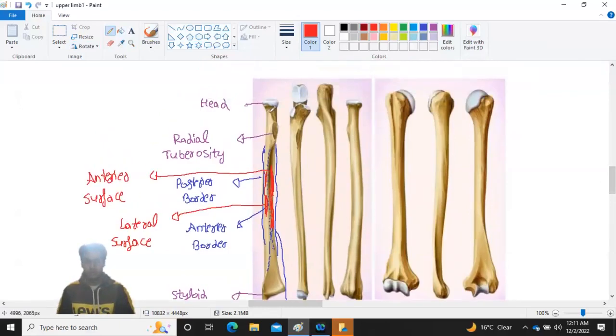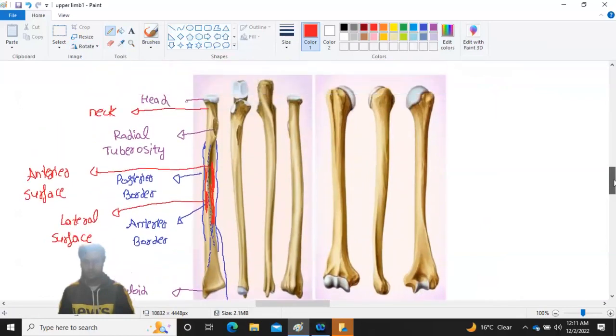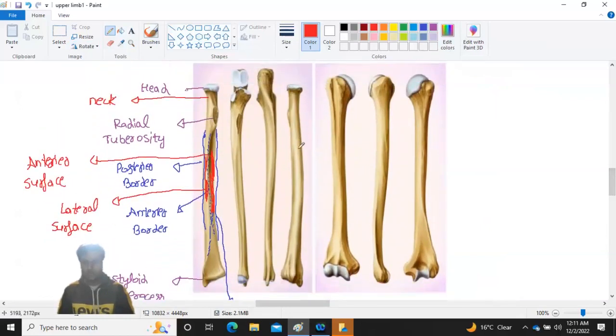This is neck of the radius. Neck. Then now come to the posterior side. This is the posterior side of the radius. Ignore all other bones. This is posterior side. Done.